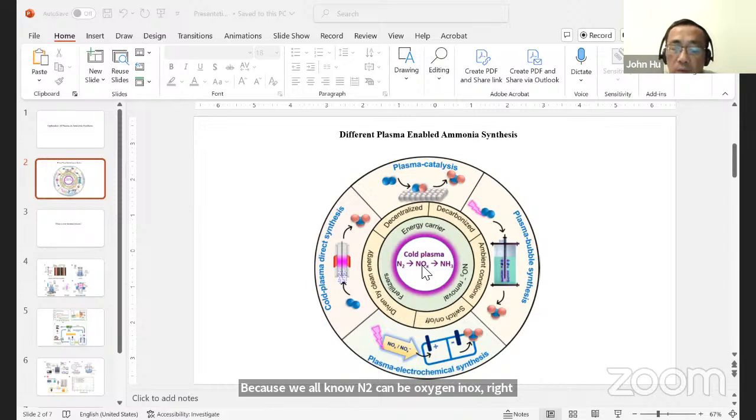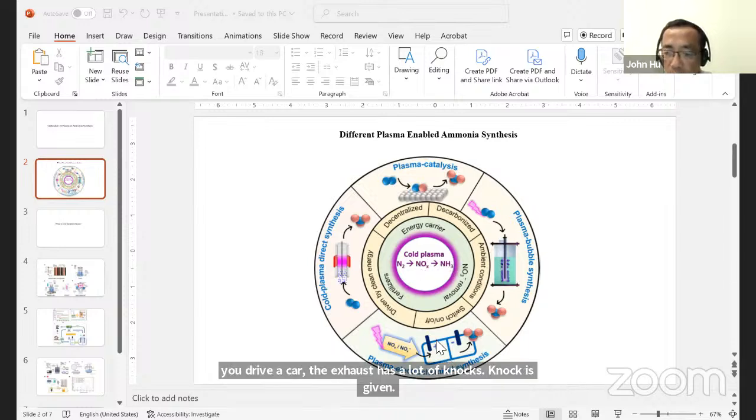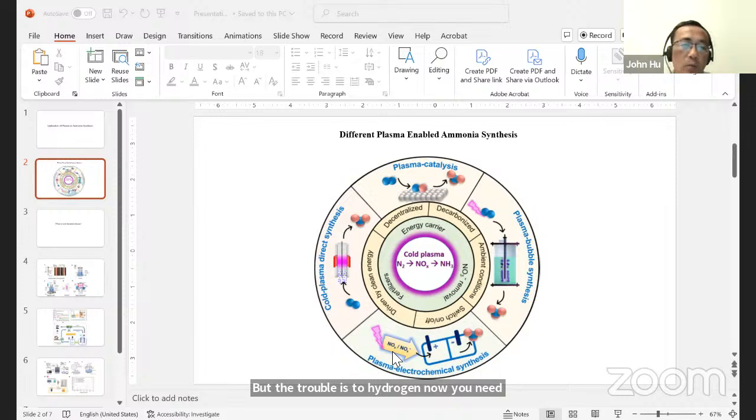That's the basic combustion. When you drive a car, the exhaust has a lot of NOx. NOx is given, but the trouble is to hydrogenate NOx, you need a lot of work. You need a basic electrochemical process.